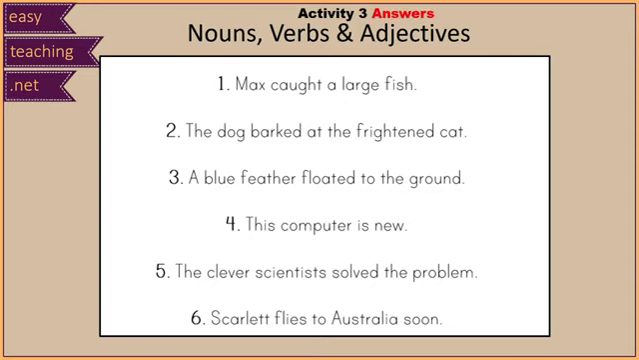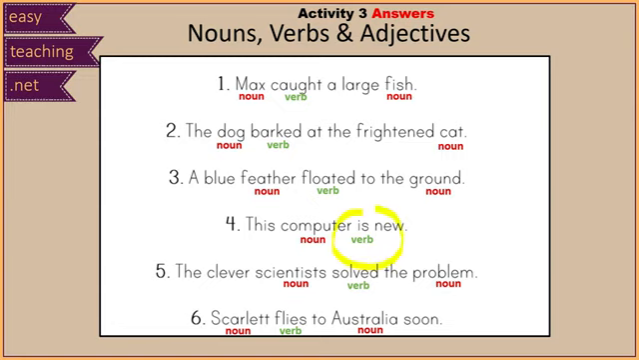Let's have a look at the answers, starting with nouns. Now let's look at the verbs. Did you remember the word is? This is a linking verb. And here are the adjectives. Pause here until you're finished.